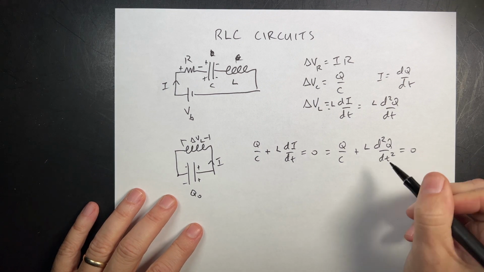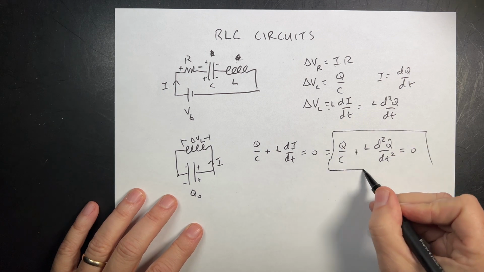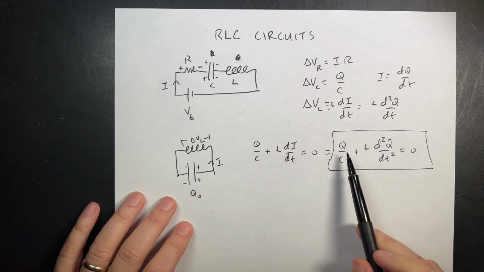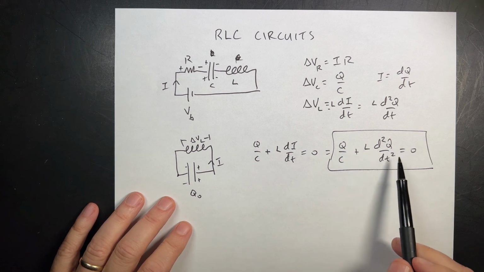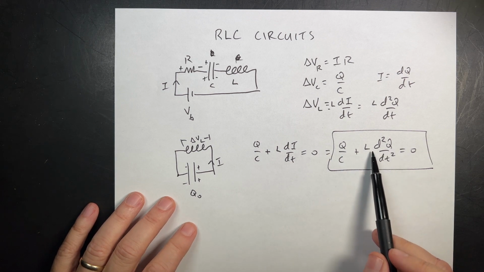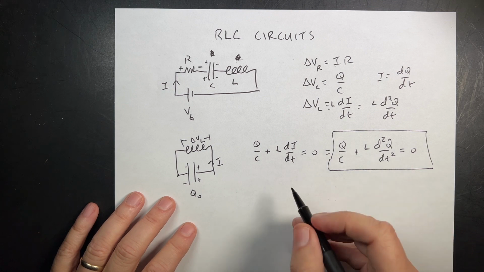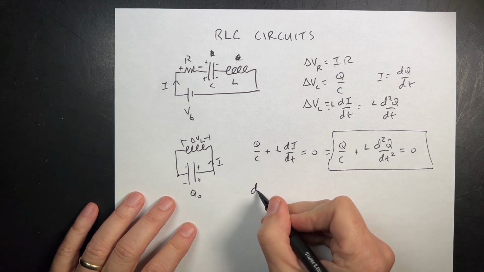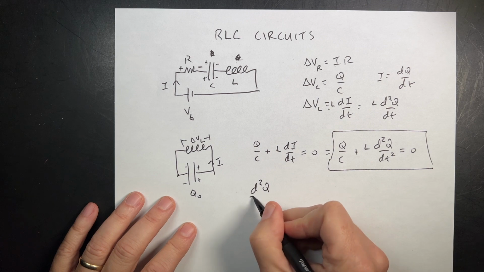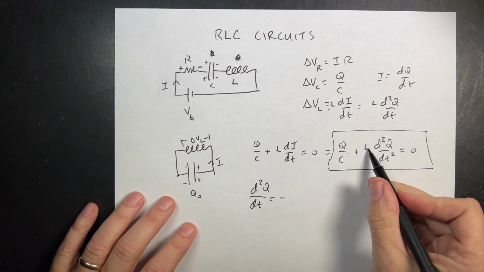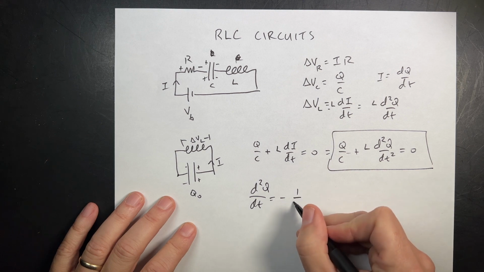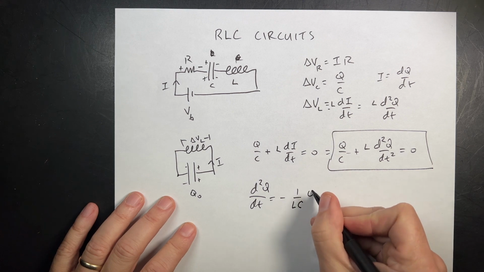And I can write that as Q over C plus L times the second derivative of Q with respect to time equals 0. Now, if you haven't had differential equations, don't worry. This just says there's some function of charge Q. I take the second derivative right here and I add these together and get 0. So let's just move this to the other side and rewrite this so I can get the second derivative of Q with respect to t. It's going to be negative. I'm going to divide both sides by L. 1 over LC Q.